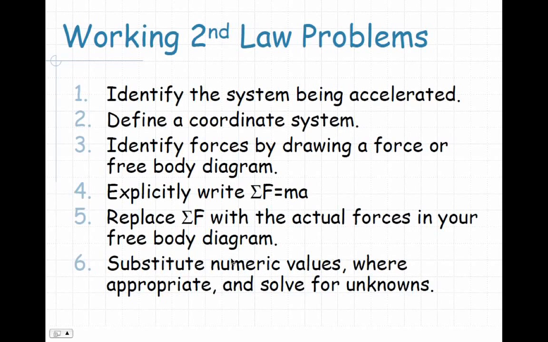Hello AP Physics students. In this video I'm going to show you how to solve problems with Newton's second law. Basically these are problems where there's some object being accelerated by unbalanced forces, and there's many steps that need to be followed in these problems, and I recommend that you carefully proceed through these steps.